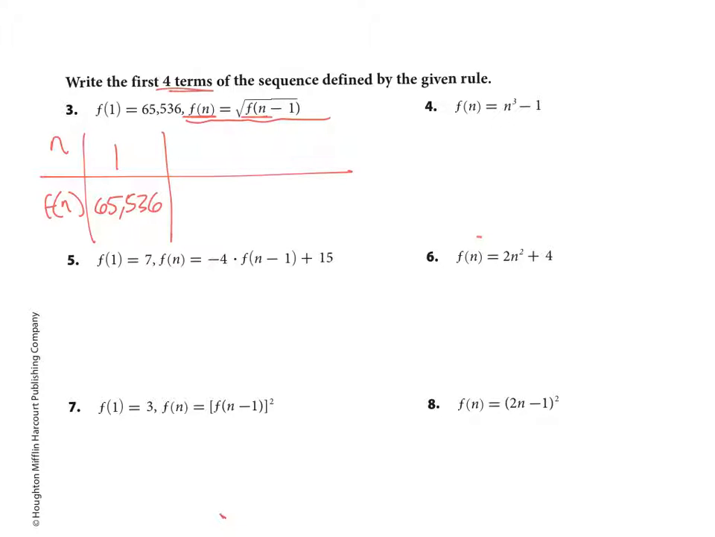What it wants is the first 4 terms. So I go to term 2. Now, how do I get term 2? I look right here. What am I doing to the previous term? I'm taking the square root of it. So here's what you do on your calculator. You type in square root of 65,536. Now, the square root button's on the left-hand side where the x squared button is. It's in blue, so that means you have to press second, okay? And you get 256.